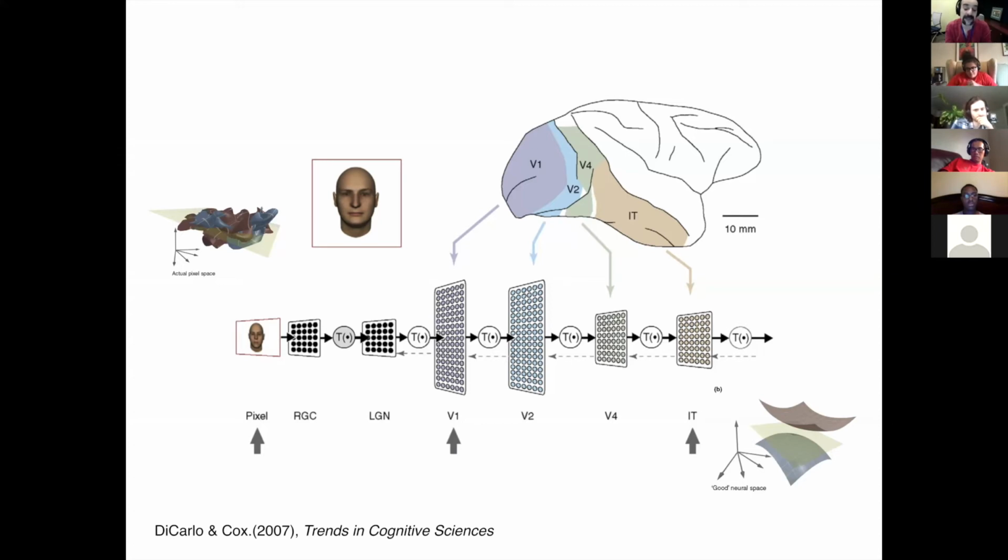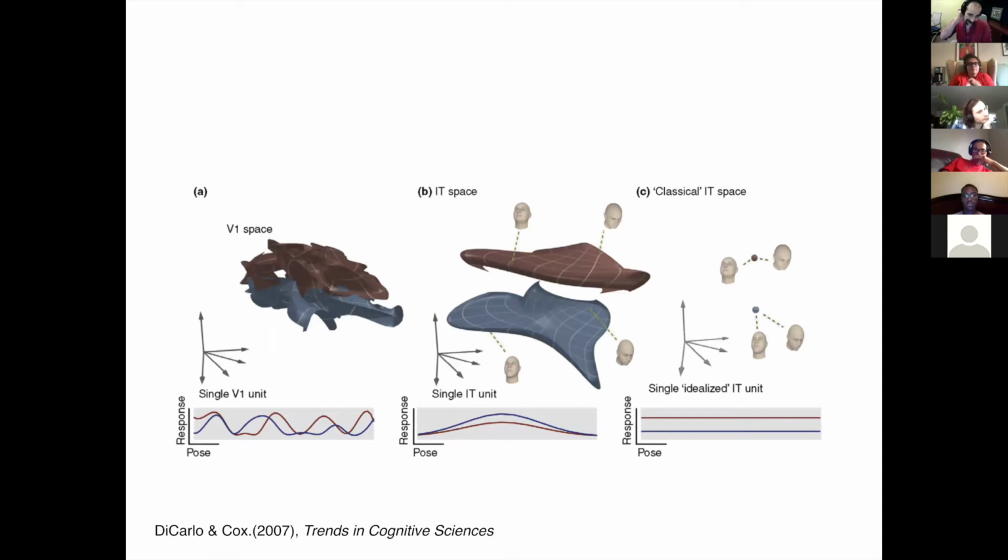So maybe another way of thinking about the computational problem of vision is to think about how you should warp your space to get the good stuff next to each other and disentangle the signal. For example, here is another description of the same thing. Subplot A shows V1 space. When you go to the early visual cortex, the manifolds might be slightly separated from each other, but they are still entangled.